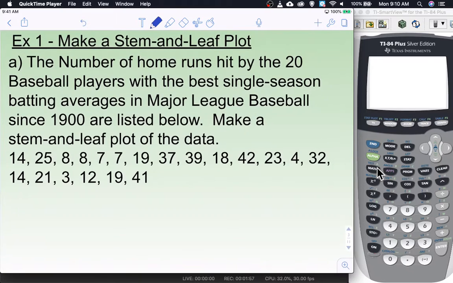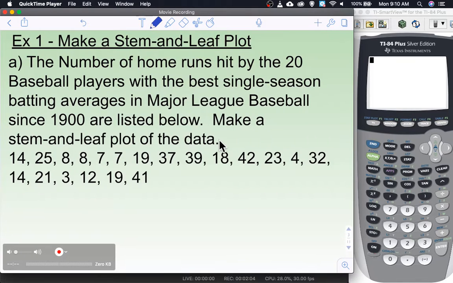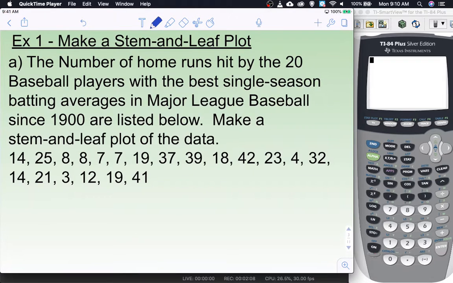So in this lesson, we're going to have three problems twice. We're going to do these three problems, and first we're going to make a stem and leaf plot from the data. Then we're going to do a little bit of practice, and then we're going to make histograms of the same sets of data. Okay.